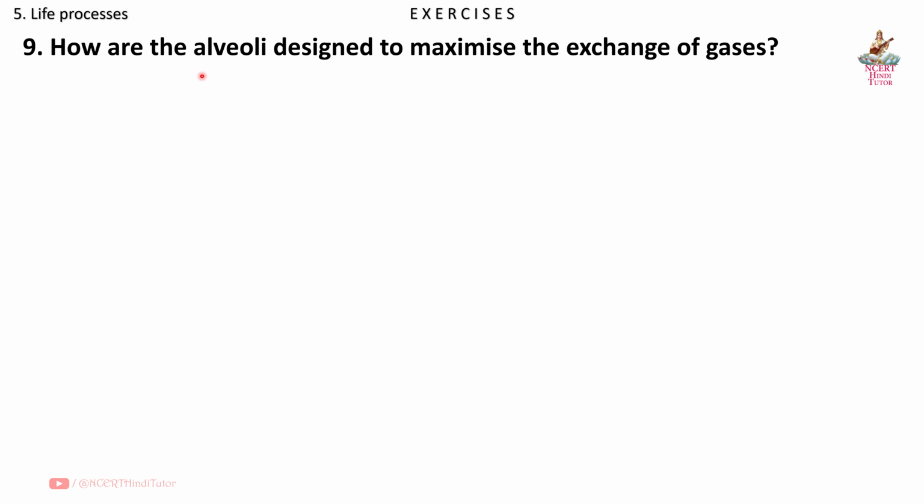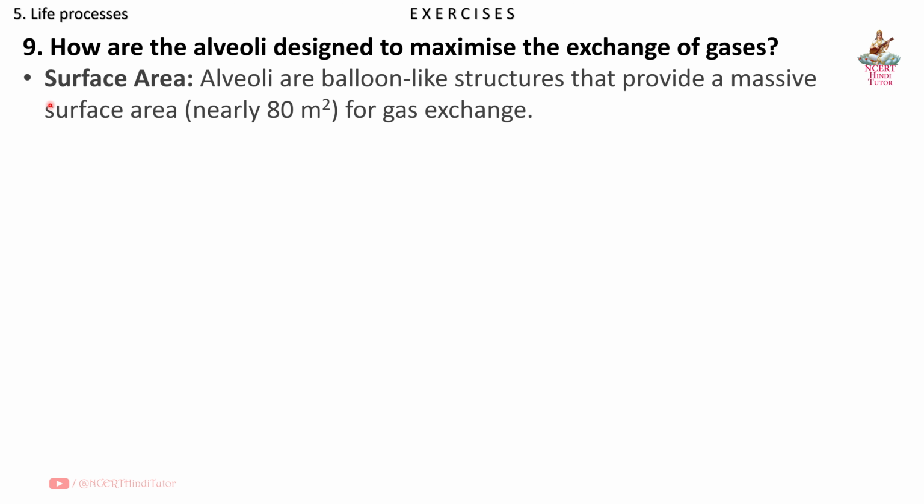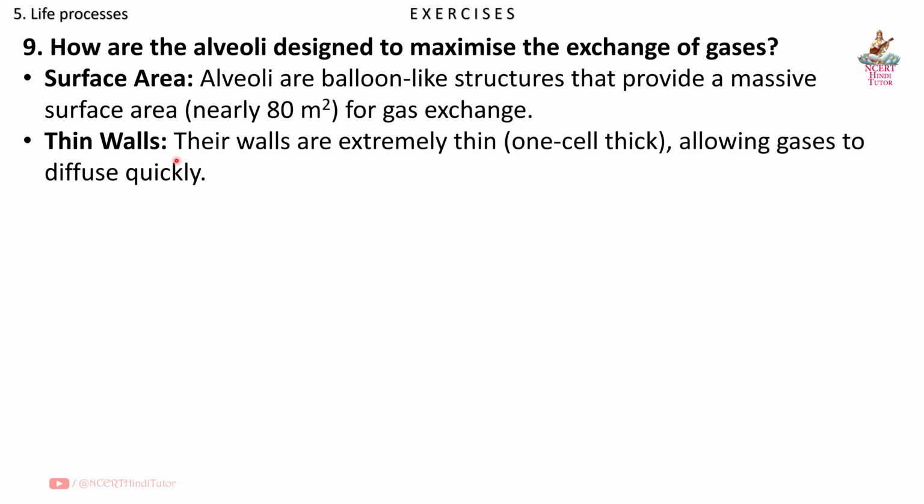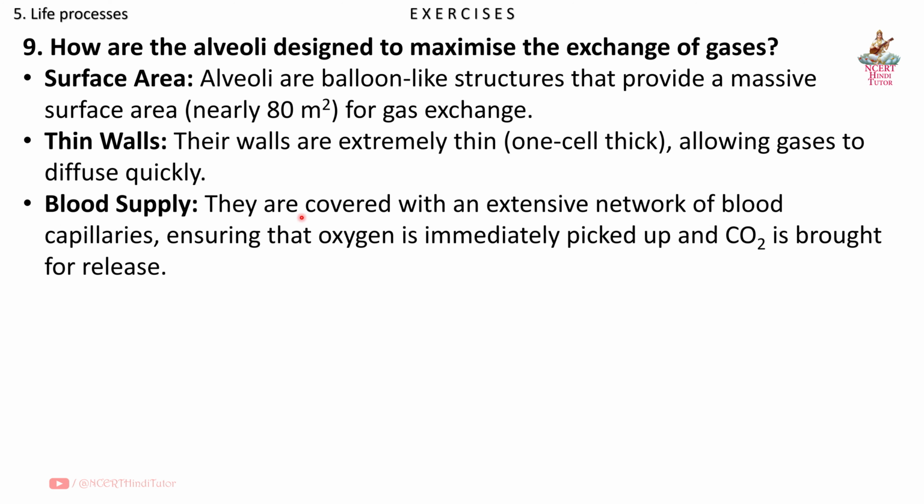Question 9. How are the alveoli designed to maximize the exchange of gases? Answer. Surface area: alveoli are balloon-like structures that provide a massive surface area, nearly 80 meters square, for gas exchange. Thin walls: their walls are extremely thin, 1 cell thick, allowing gases to diffuse quickly. Blood supply: they are covered with an extensive network of blood capillaries, ensuring that oxygen is immediately picked up and CO2 is brought for release.